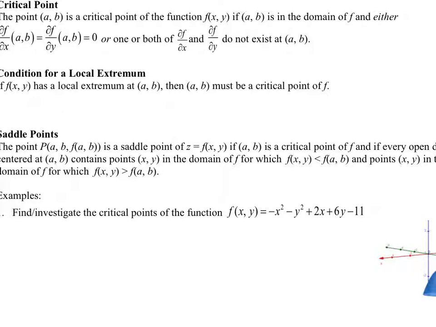All right. Centered at (a, b) contains points (x, y) in the domain of f for which f(x, y) is less than f(a, b), and points (x, y) in the domain of f for which f(x, y) is greater than f(a, b).